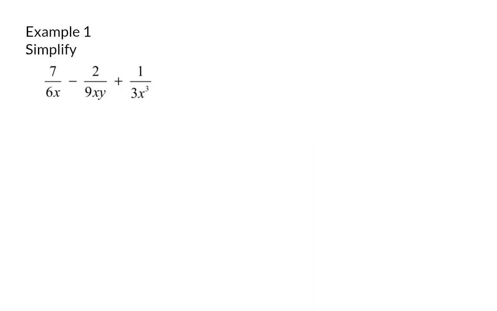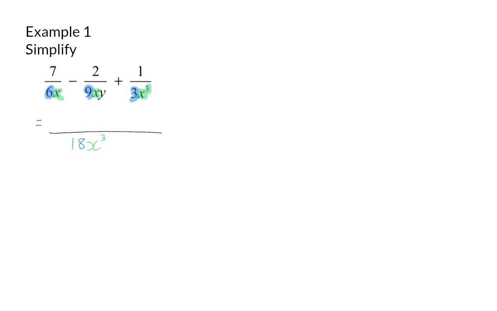Example 1. Simplify. Here we are given 3 terms that we need to subtract and add. Here we then need to start off determining the lowest common multiple. If we have a look at the 3 constant values, the lowest common multiple is 18. And as I've mentioned for the variables, we always take the biggest exponent, which means that for our x's, we will have x to the power of 3 in our lowest common multiple.